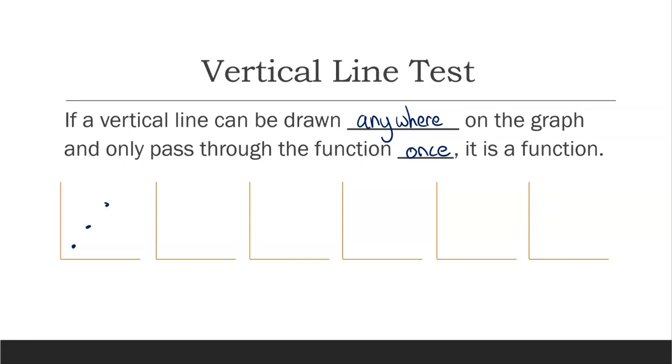The first situation is just dots on a graph. You'll notice no dot is one above the other, so it's going to be a function. It passes the vertical line test. We draw a vertical line anywhere on that graph, it's only going to go through one point at a time.